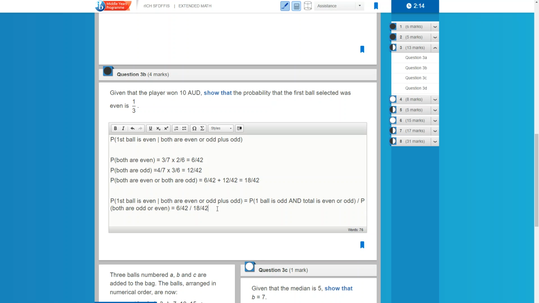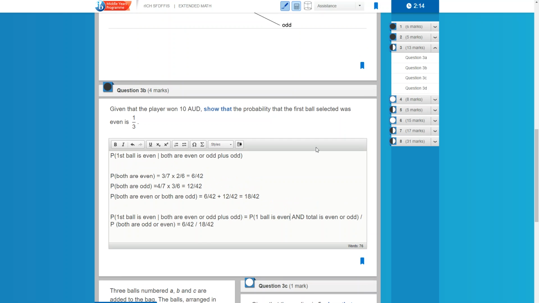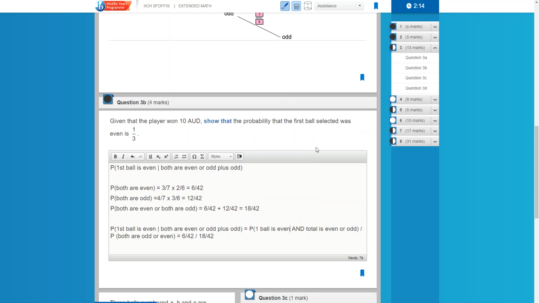What about the both are odd? This bit is what we've got here: the first ball is odd and total. Sorry, even, that should say even. My bad. First ball is even and total is even. So would it be 18 over 42 there?